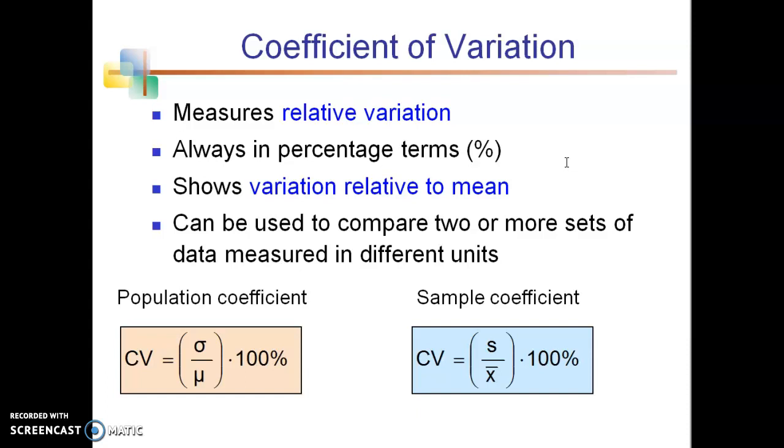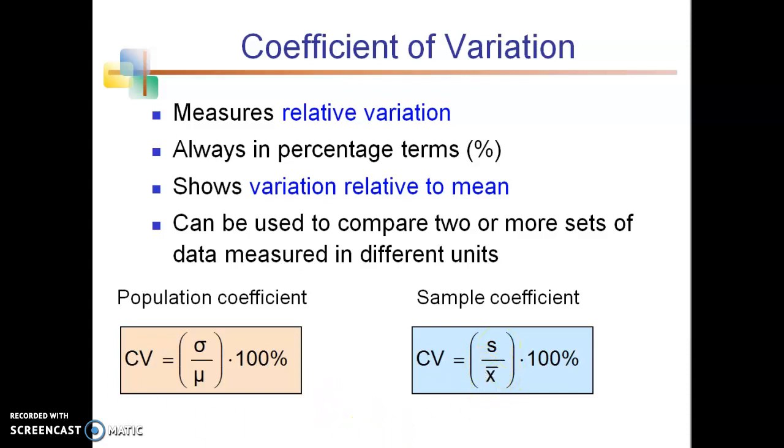It's a very easy calculation once you've got your standard deviation, because what you're going to do is take that standard deviation and divide it by the mean. If you're looking at a population, you would take your standard deviation, sigma, and divide it by your population mean, mu. And you can multiply by 100 in order to get it in percentage terms. But that's not necessary if you're comfortable with the decimal form. And then for the sample coefficient of variation, you would take the sample standard deviation divided by the sample mean.